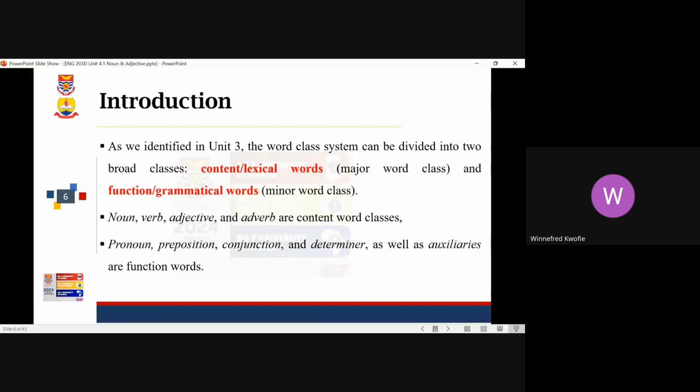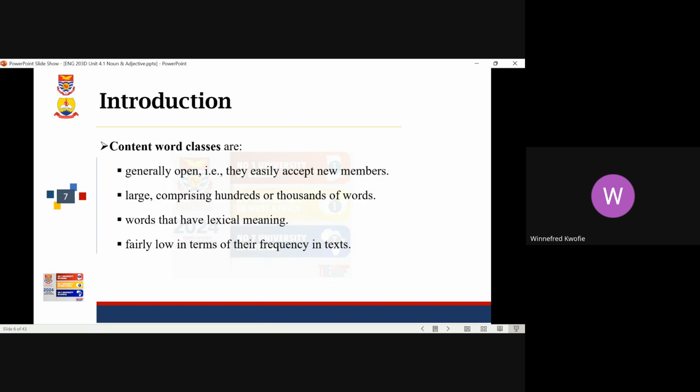They are also known as open word classes because they can allow new members to join. Whilst we have the other word class as minor word classes, in other words, functional words or grammatical words, because like I said earlier, they help the language. They are there as helpers. They don't have meaning on their own. And then they are also known as closed word classes because they don't easily allow other members to join.